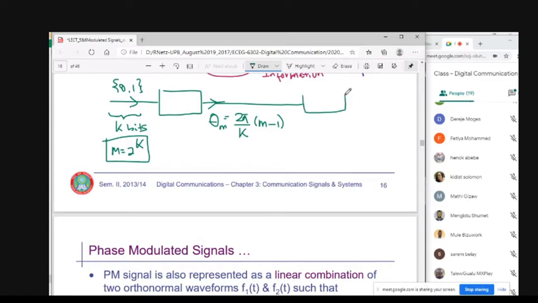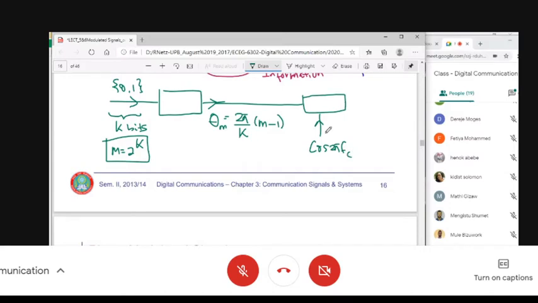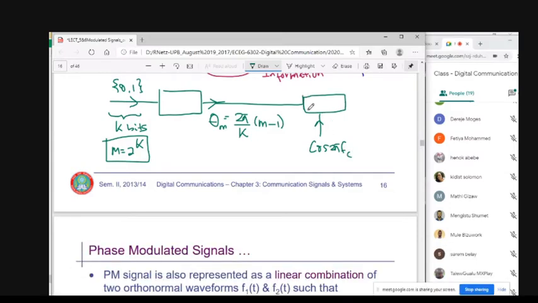So theta of m would be used to change the phase of the carrier, which is cosine of 2 pi f c of t. So here the output right here would be s m of t. Okay, s m of t.